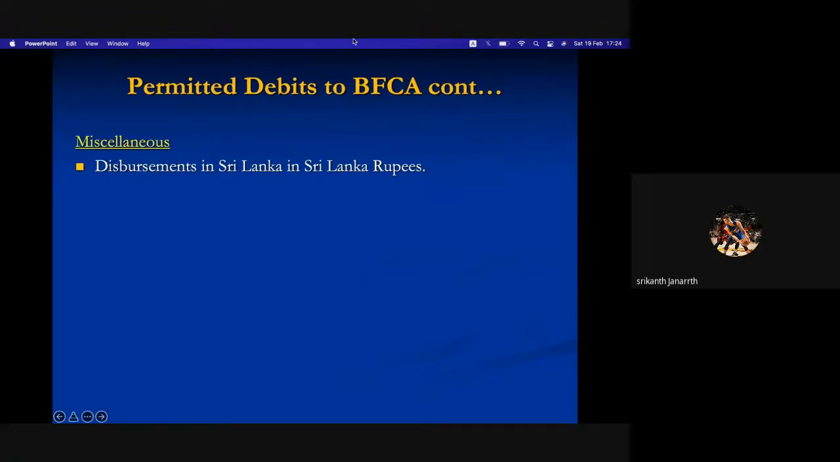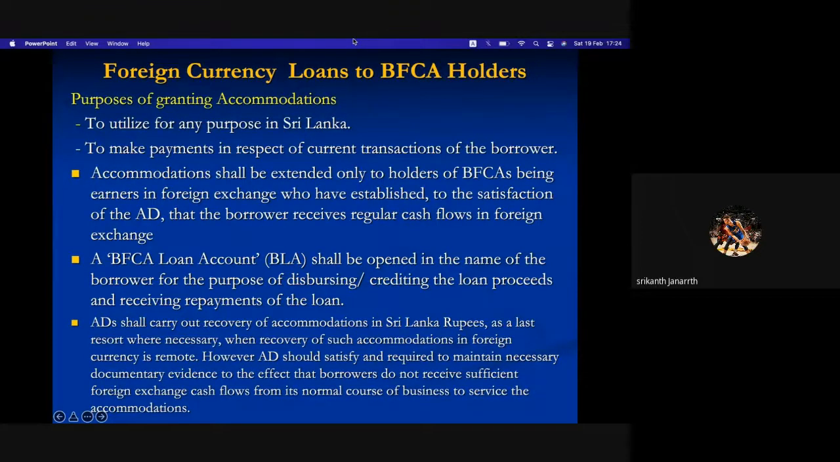Okay, fine. So this is the loan we are talking about. Foreign currency loan to PFC holders. With the changes last year, they also made a change. Earlier, central banks were giving credit loan proceeds directly to the PFCA account. Now the central bank said, no, you can't credit their PFCA account with loan proceeds. You have to create a separate account. That account is called, you can see, BLA, PFC loan account. Earlier you learned PFC loan account. Now PFCA loan account. So you can see the difference, PLA, BLA.